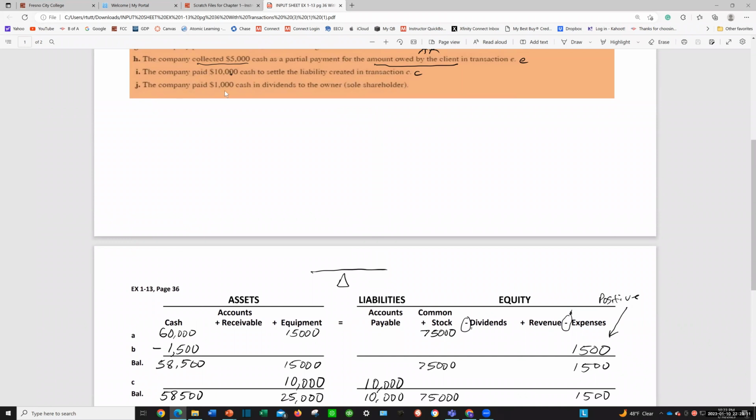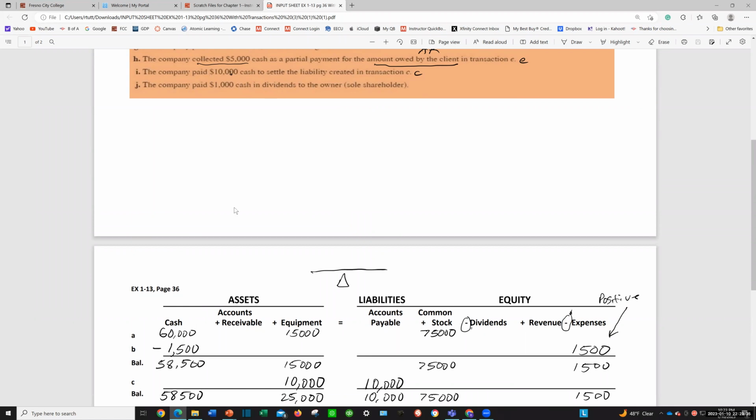The company paid $1,000 cash. Well, right now, if you pay cash, does cash go up or down? Well, if you paid it, it's going down. So we know the cash is going down. Why did we pay the cash? Because we are issuing dividends, which are distributions of our profits. Okay, so it's going to affect the dividends account.